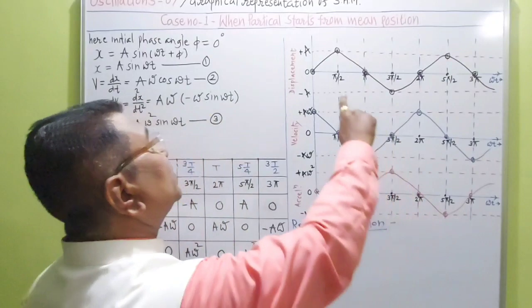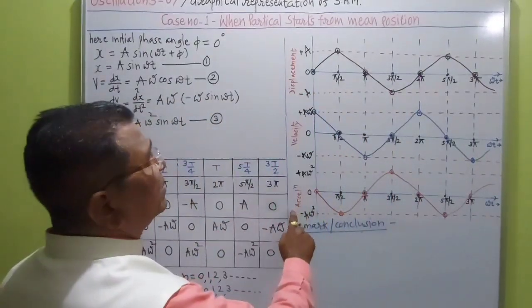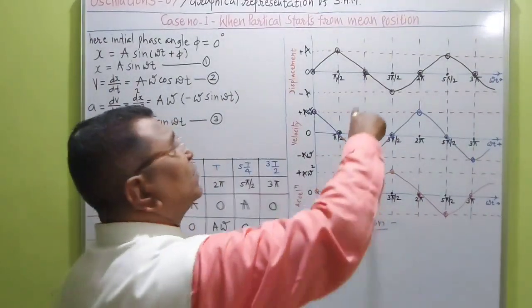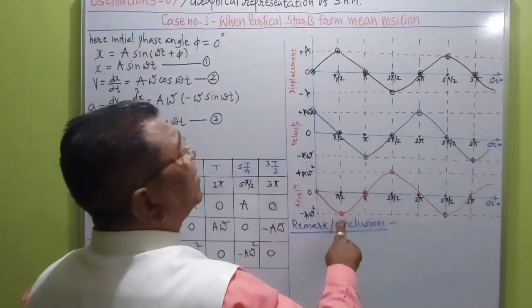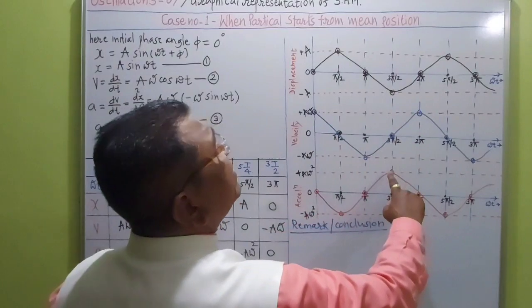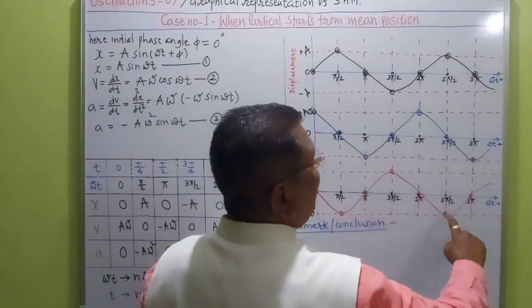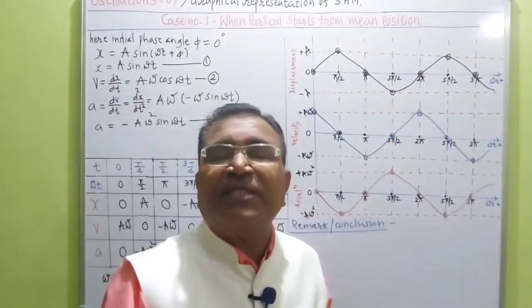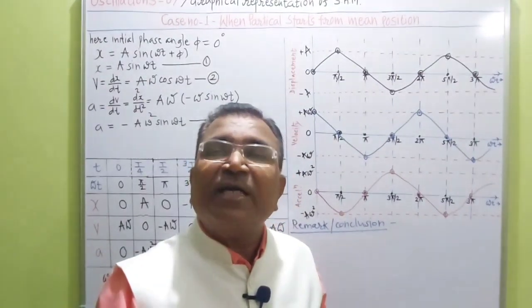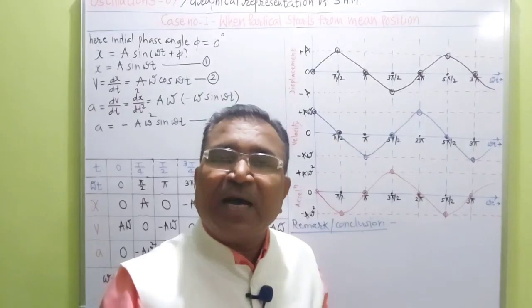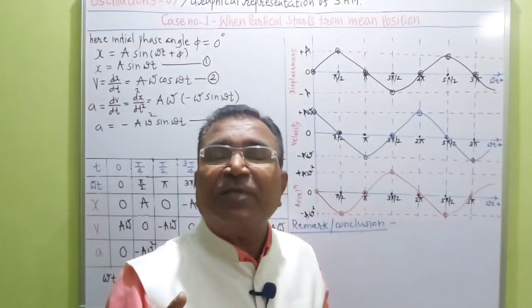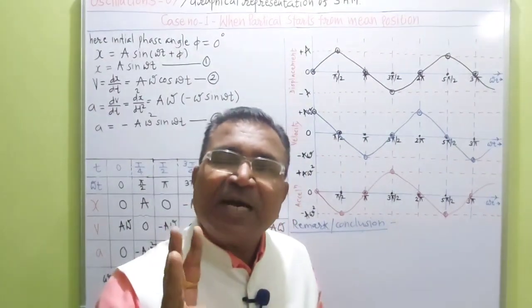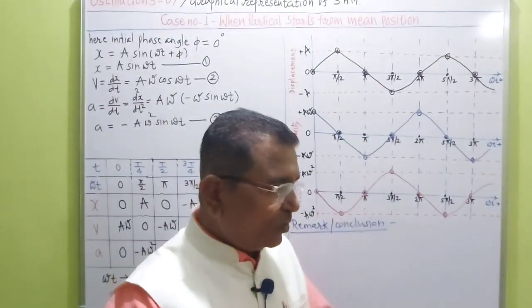So what is the phase difference between displacement and acceleration? See here, these two graphs are exactly opposite. Here is crest, here is trough; here is trough, here is crest. So both the curves are exactly opposite to each other. They are in opposite phase, and when they are in opposite phase, the phase difference between such two curves is pi radian. So these are the three conclusions we now have to write.